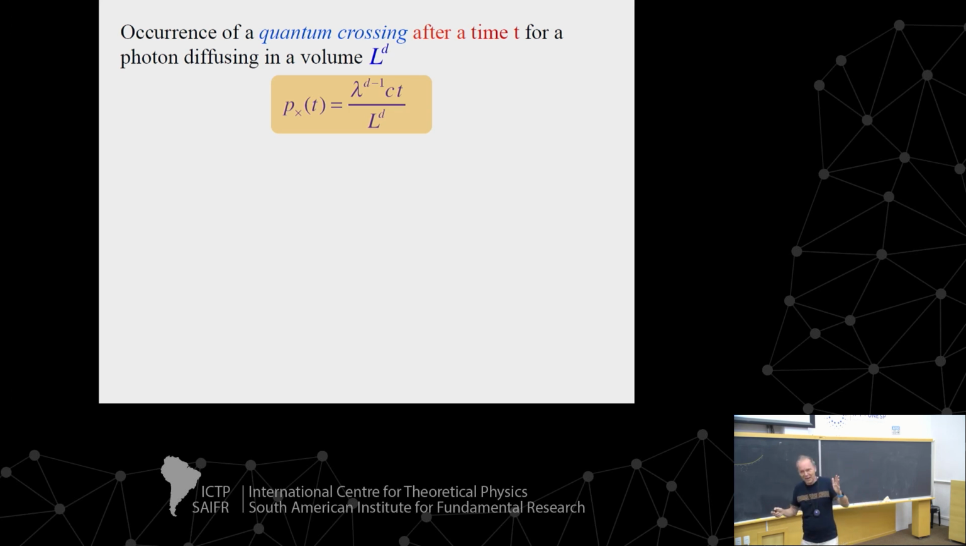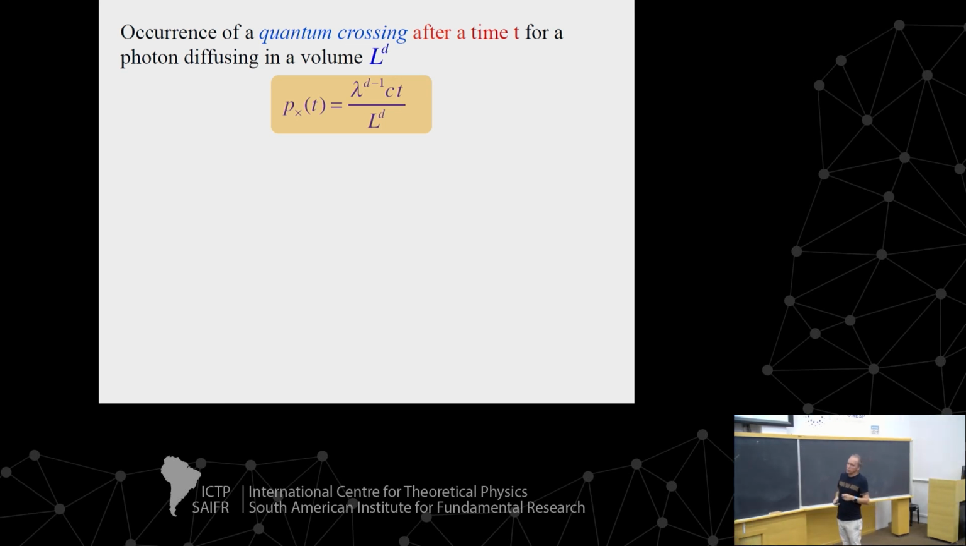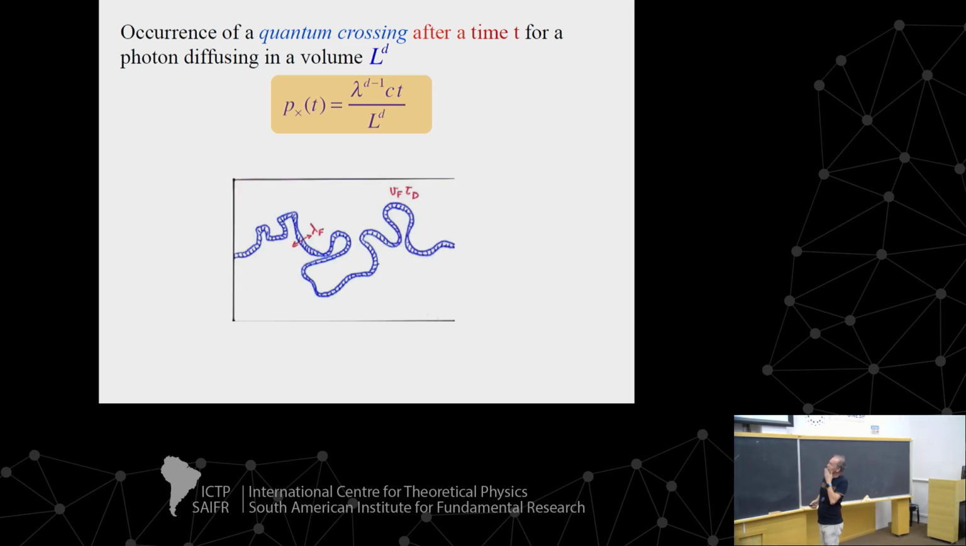I like to use light from time to time. Time t divided by the volume of the system. And this is the idea that you have this DNA incoherent guy. And why do we see here lambda? Because this is the cross-section of this diffusion.